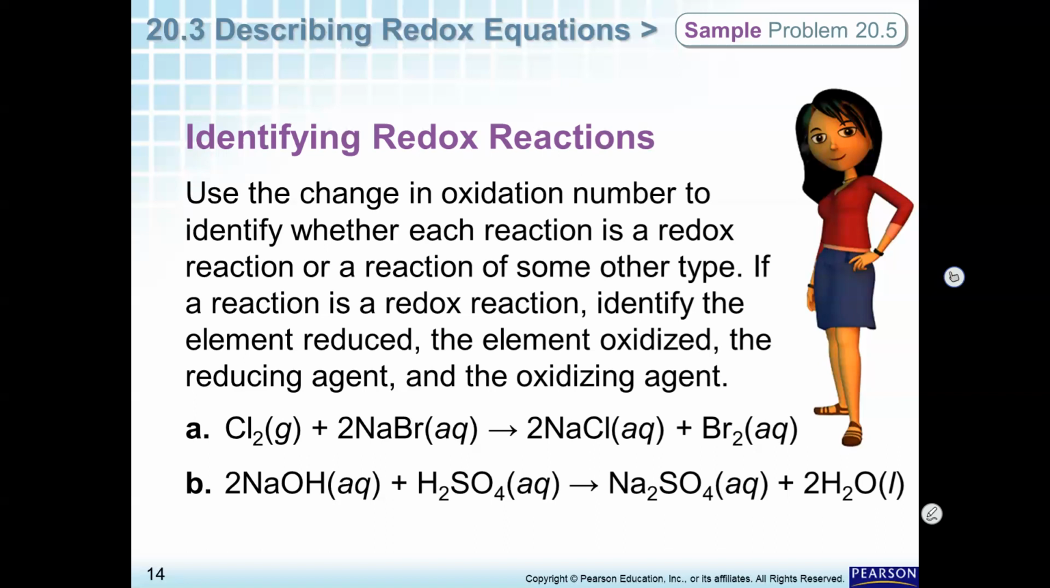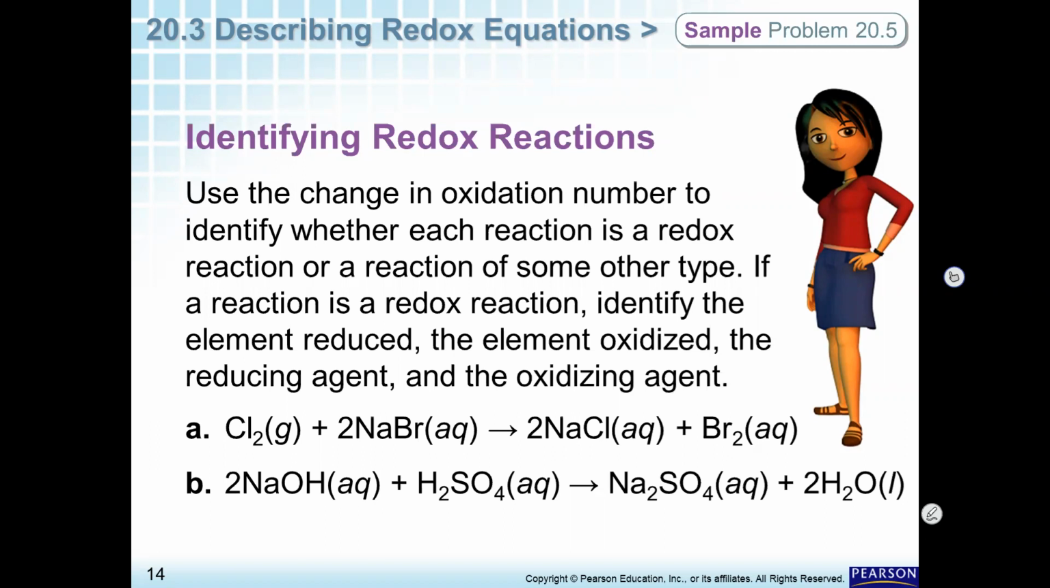Then this reaction is a redox reaction, and which one is oxidized? Bromide ion is oxidized into bromine, and the chlorine has been reduced into chloride. Of course, the one which is oxidized is the reducing agent, and the one which is reduced is the oxidizing agent. This is understood. We are done with the first question, let's move to the second question.